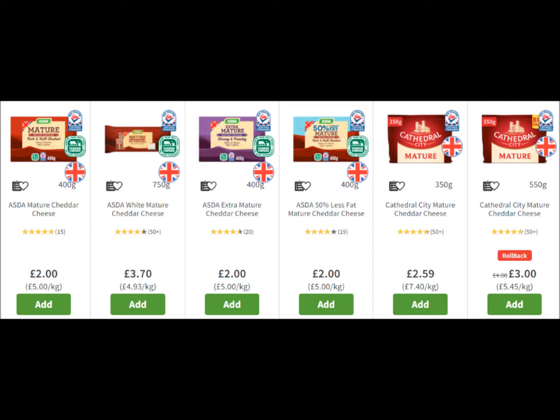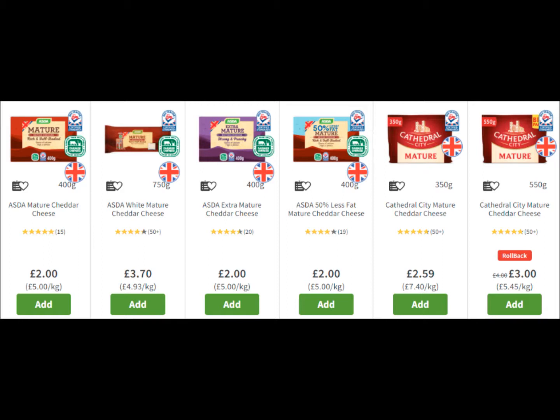Now, if we only had £2 to spend, we wouldn't be able to buy the £3.71, but it is cheaper overall than the first one because you'll get more for your money. So in shops, it is always good to have a wee look at the bottom and see the price per kilogram, price per litre, for example. So we can see lots of different prices here.